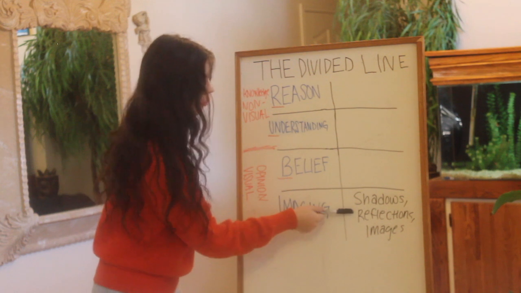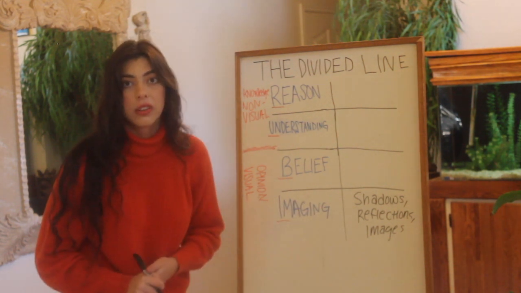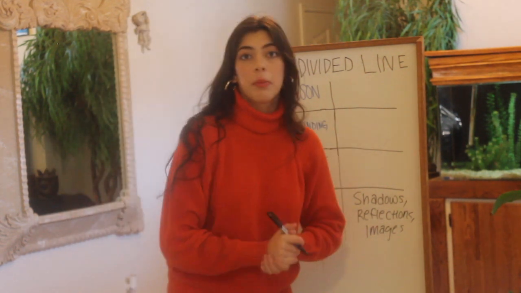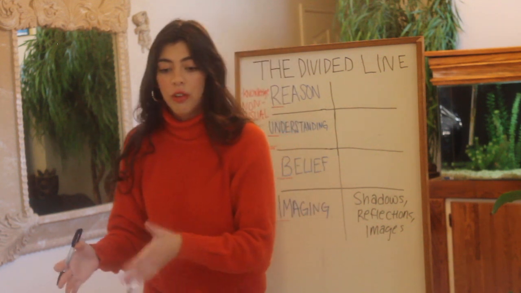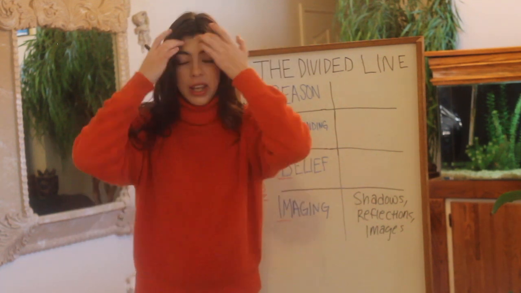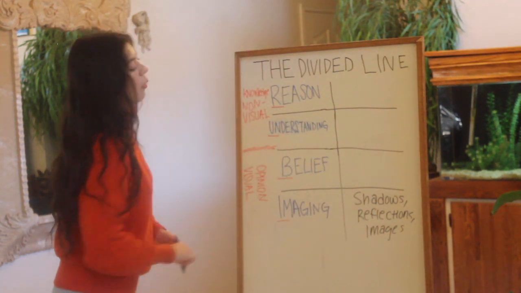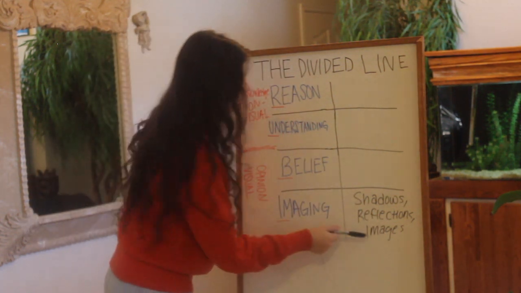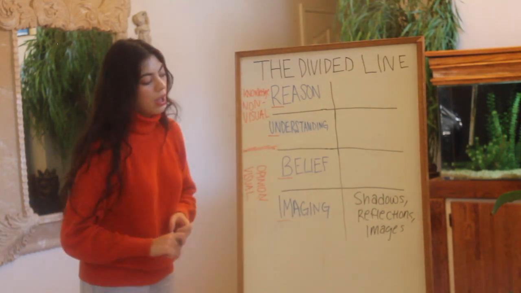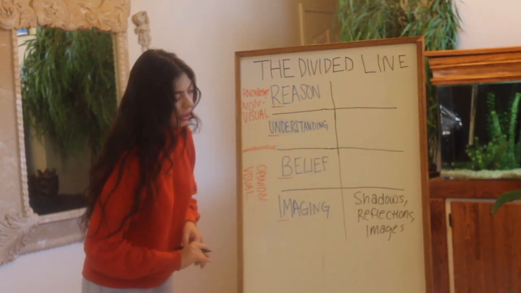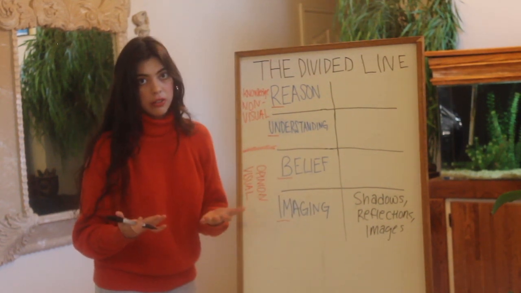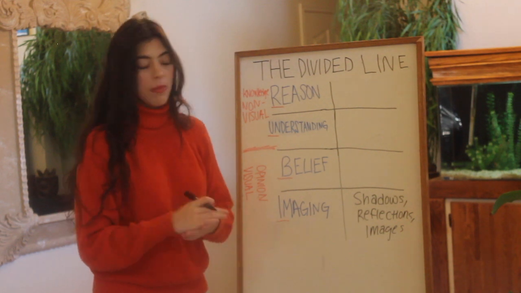Now, another example, reflections. This could be looking at yourself in the mirror or looking at yourself through the reflection of the water. It is not you, it is a copy of you. But what I find most interesting that Plato relates to the imagining section is still arts, paintings.